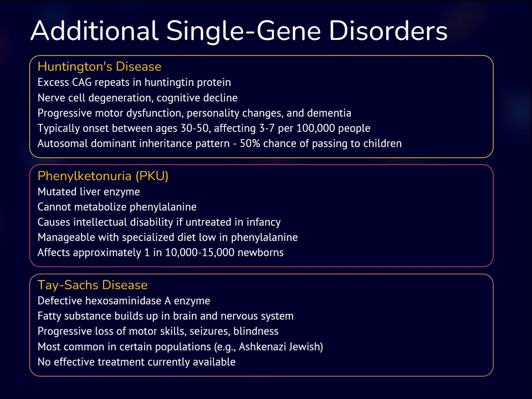PKU, or phenylketonuria, is another example. People with PKU can't break down an amino acid called phenylalanine. If untreated, it builds up and damages the brain. But if it's caught early through newborn screening and managed with a special low phenylalanine diet, children with PKU can live healthy lives. So, a single change in one gene can have a big effect, but knowledge and treatment can make a difference.